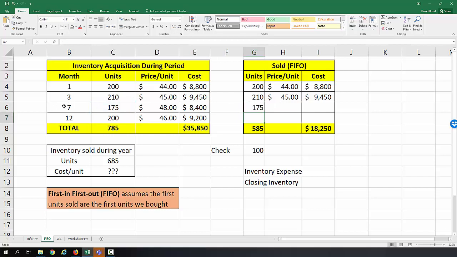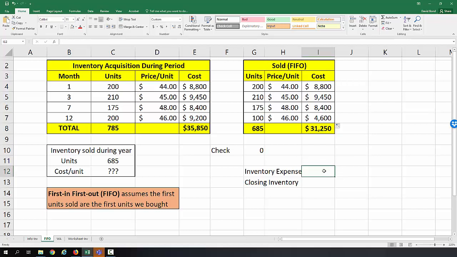175 of that comes from month 7. And we still have 100 units left to sell, and that all comes from that, not the 200. So we put in 100 here, and that means that we have sold all the units. And the total is $31,250. So what we've done is we've sold progressively through each unit until we get to a point where we have sold all of them.